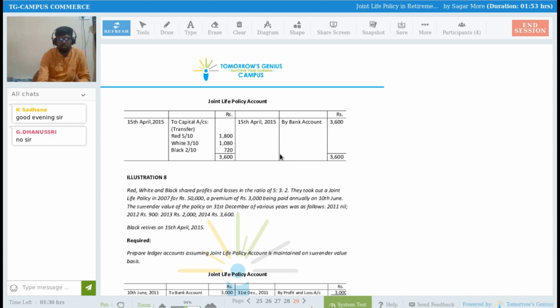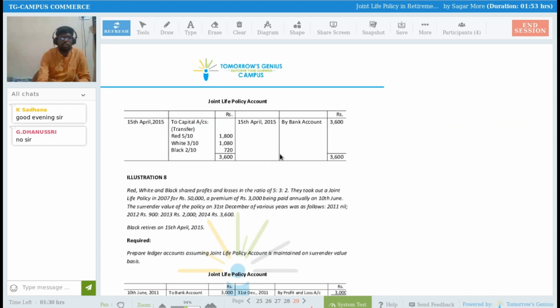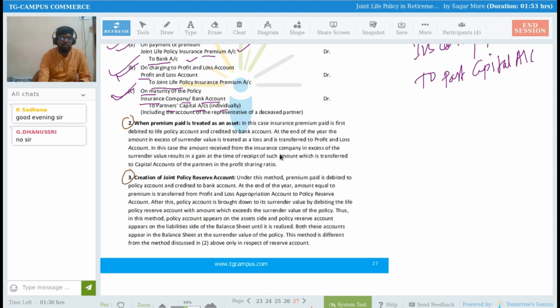On the occasion of maturity of a policy, which entry do we have to pass? The entry is bank account debit, or, see, this entry I'm writing only on maturity of the policy, insurance company account debit or bank account debit to partners capital account, right?